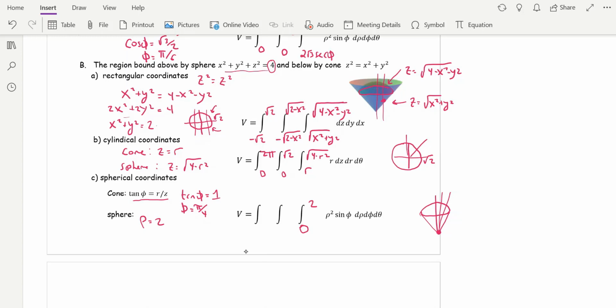Then, for what phis do we have those rays going through our solid? Well, our solid goes right through the positive z-axis. So that's phi equals 0. And we're going to have those rays until we hit the edge of the cone. And the cone is defined by phi equal pi over 4. So that's where we leave. And then theta is a pretty easy one with a whole ice cream cone, 0 to 2 pi.